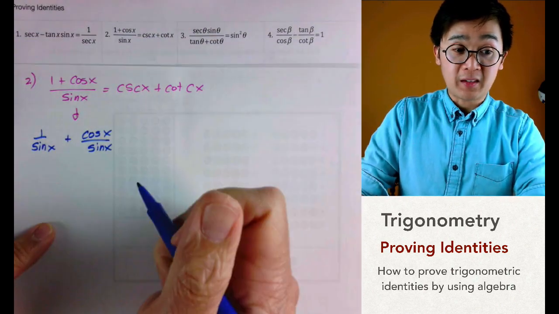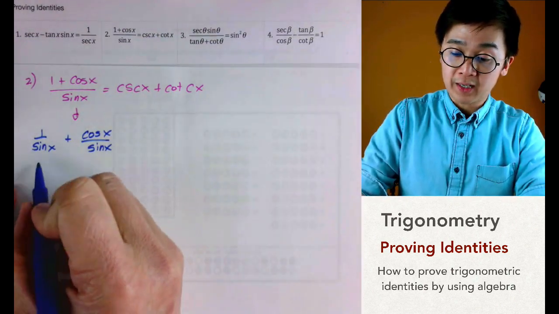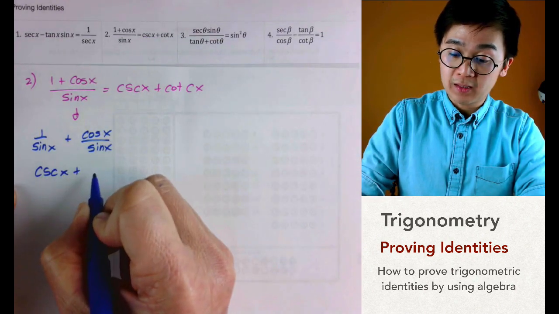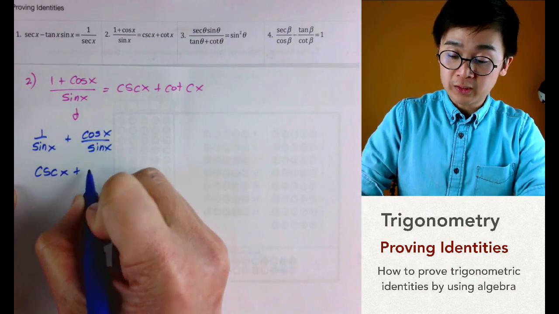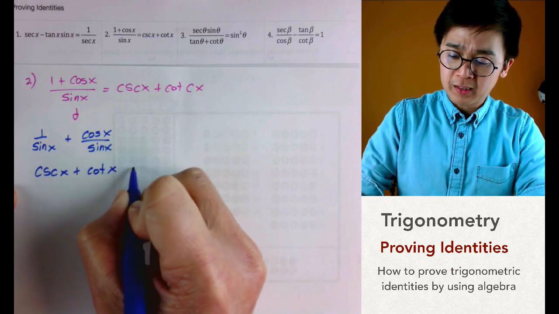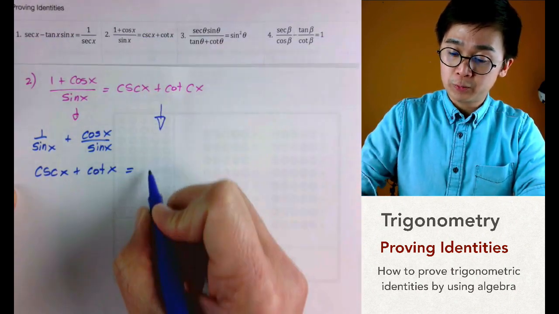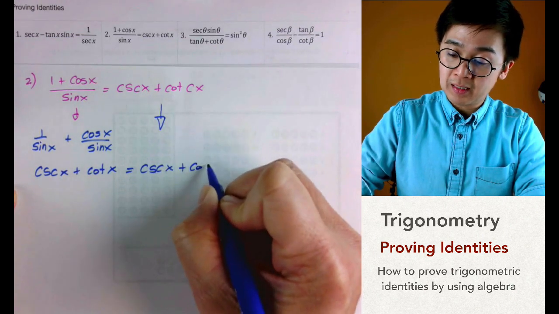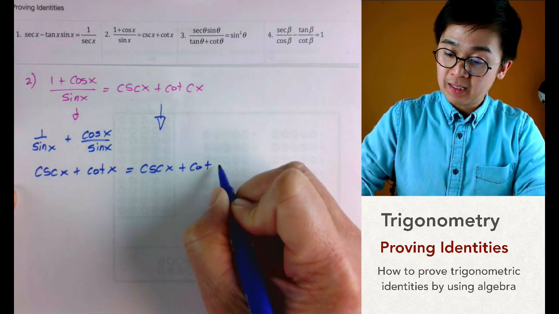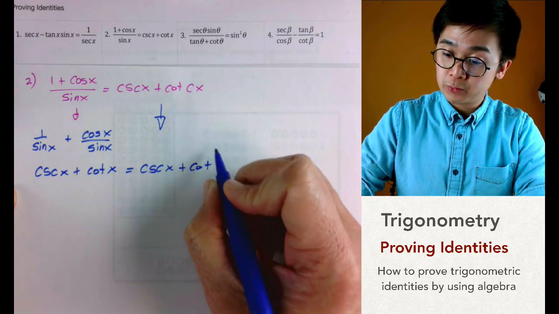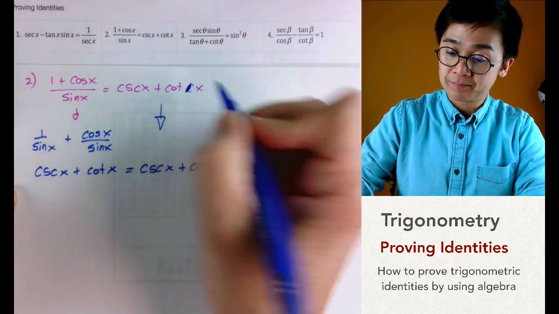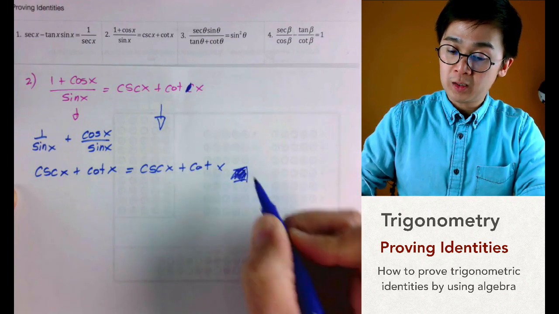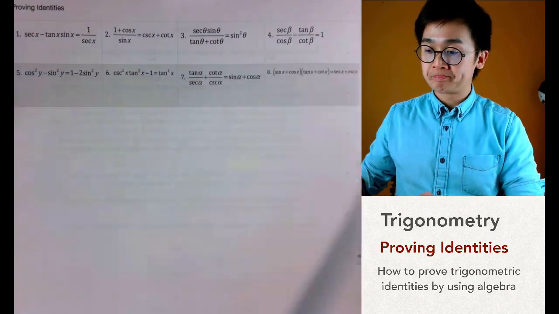By separating them, I know that 1 over sine x is cosecant x, and cosine x over sine x is cotangent x. By doing so, I was able to prove the identity because the left side is identical to the other side, cosecant x plus cotangent x. So we're done with problem number 2.